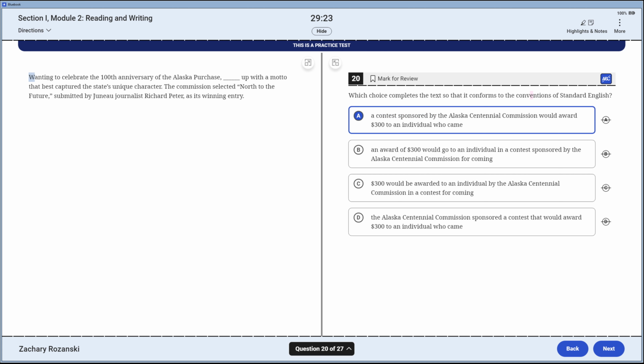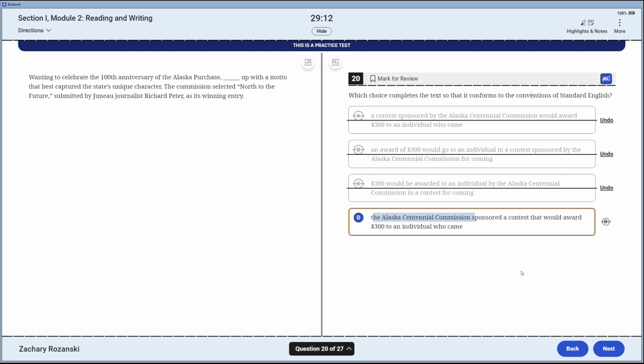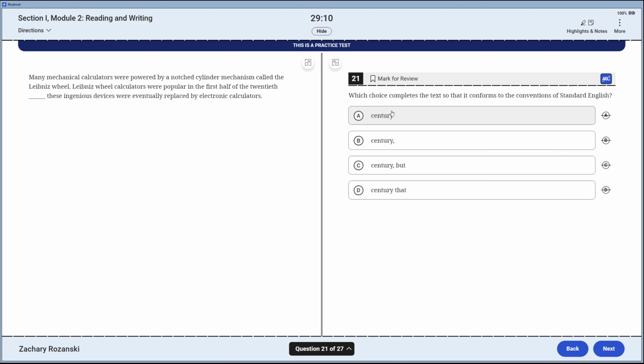Conventions. Bunch of scrambled guys. Go to the start. Wanting to celebrate the 100th anniversary of the Alaska Purchase. Who or what was wanting to celebrate this thing? The contest wasn't wanting to celebrate it. An award wasn't wanting to celebrate it. $300 wasn't wanting to celebrate it. This commission is something that could be wanting to celebrate it.